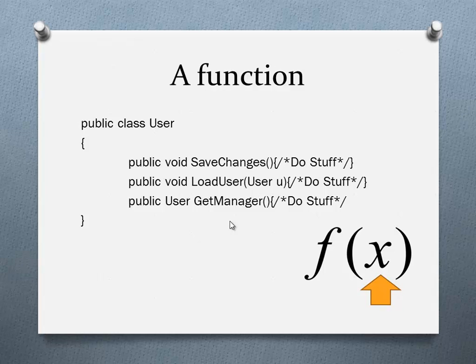So this one, void, returns nothing. So when you call save changes, you don't have to pass anything to it, and it doesn't return anything back to you. It just does some internal work. Public void load user: the method name or function name is load user. It returns nothing, but it takes in a user, it consumes a user, and then does some work with that user. Public user get manager doesn't take anything. The area between the parentheses is empty, but it returns to you a user object, so an instance of this class.